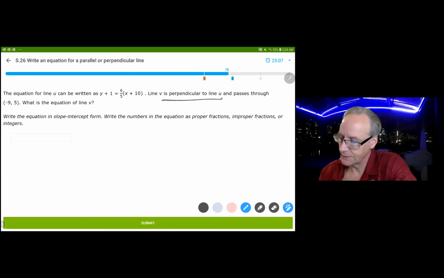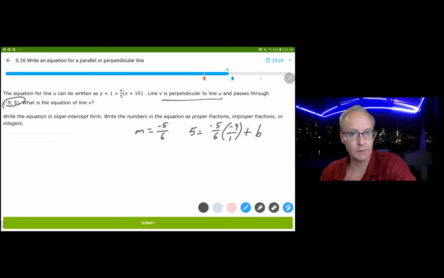V is perpendicular, so we want a slope of -5/6. And this is our point. We want 5 is equal to -5/6, x is -9. The nice part is that this does simplify a little bit. So we're going to have -3 up here, and unfortunately, we're going to have a 2 down there. So it's going to give us 15/2 plus b.